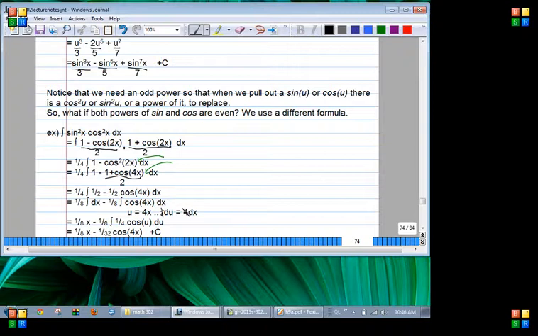So when you have sine and cosine and you have even powers, you have to use the cos 2x formulas. And how many times do we have to use the cos 2x formulas in this problem? We had to use it on 2 different steps.